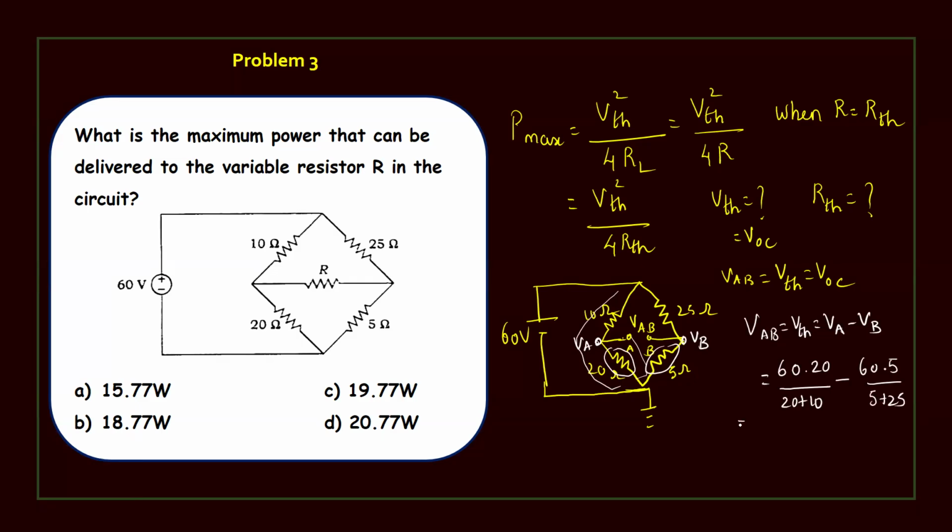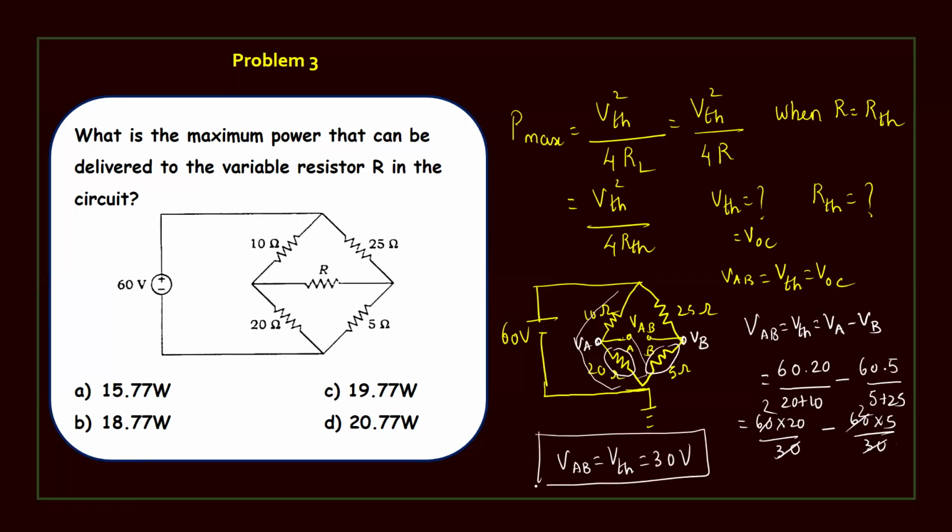So now 60 into 20 by 30 minus 60 into 5 by 30. So now 2, and here cancelling. So 40 minus 10, which is VAB equal to VThevenin equal to 30 volt. So we have found VThevenin. Next we need to find the RThevenin.